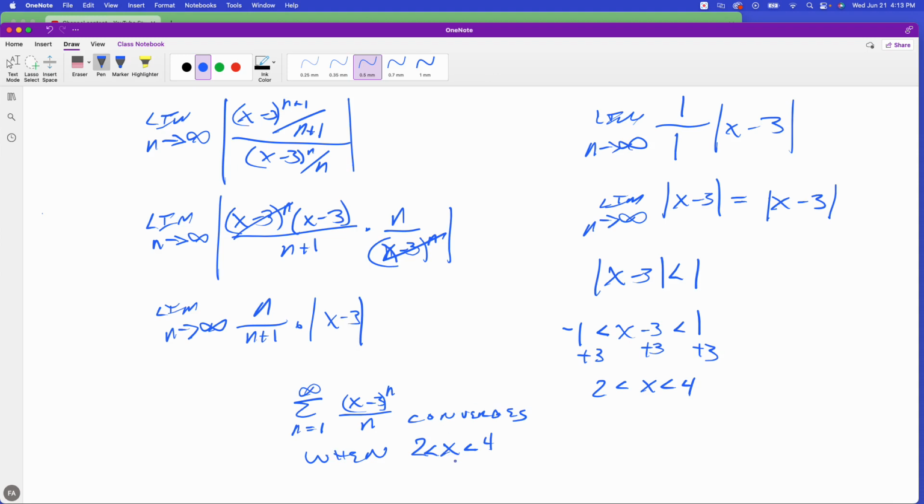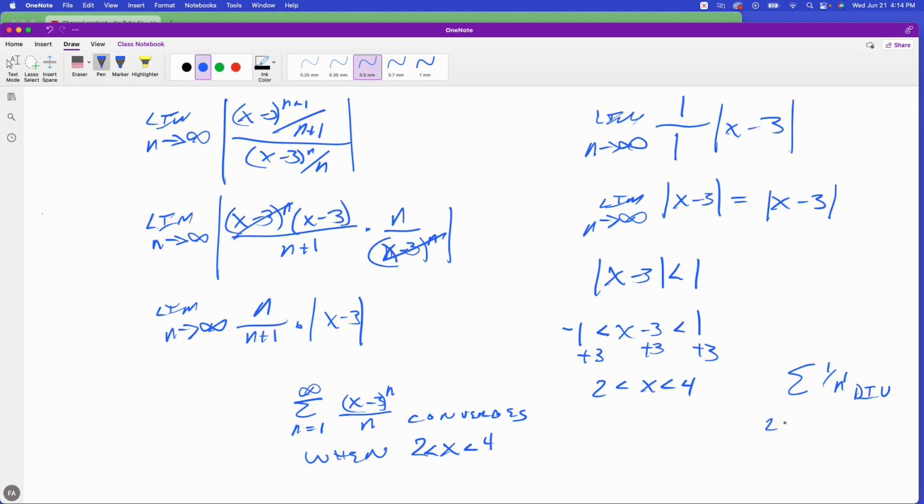And another thing we might want to look at is, well, can we plug in 4? The ratio test, we wanted it to be strict inequalities, but let's go back and plug in 4. What happens to the original thing if we plug in 4? We get 4 minus 3, which is 1. 1 raised to the n power is always 1, so you have 1 over n. Well, the summation of 1 over n is a p-series with a p-value of 1, which diverges, right? So x can't be 4. But what about if it's 2?